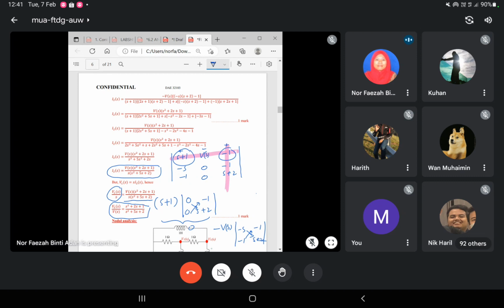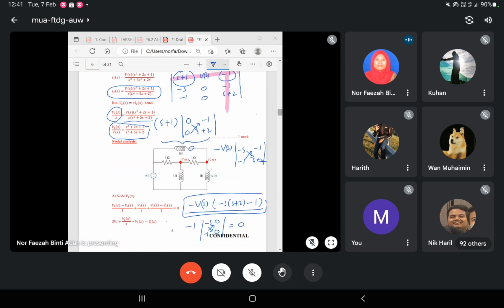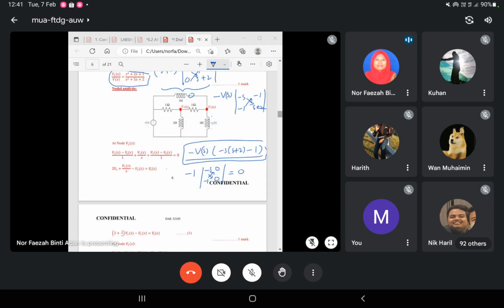Okay. Yang penting jangan salah dekat part determinant tu lah. The important thing, most of the time you salah. Determinant 3x3 matrix pun tak tahu nak cari. And then nodal analysis ni, I will share this slide sebab sekarang dah 12.41. Saya takut tak sempat nak cover yang lain. I will share you this final paper punya answer. You can look at the nodal analysis.